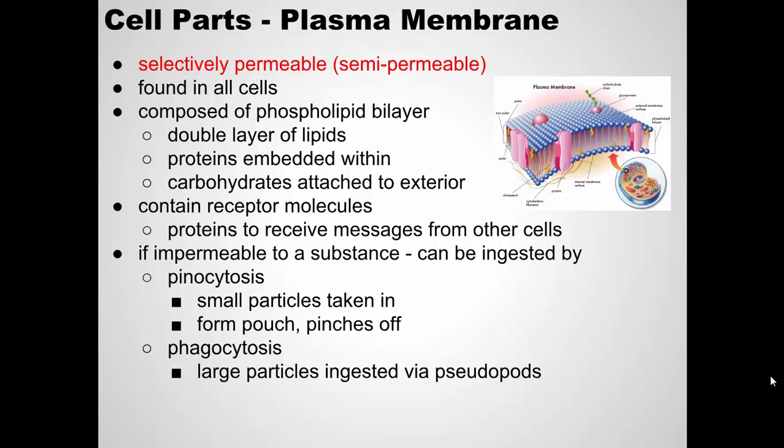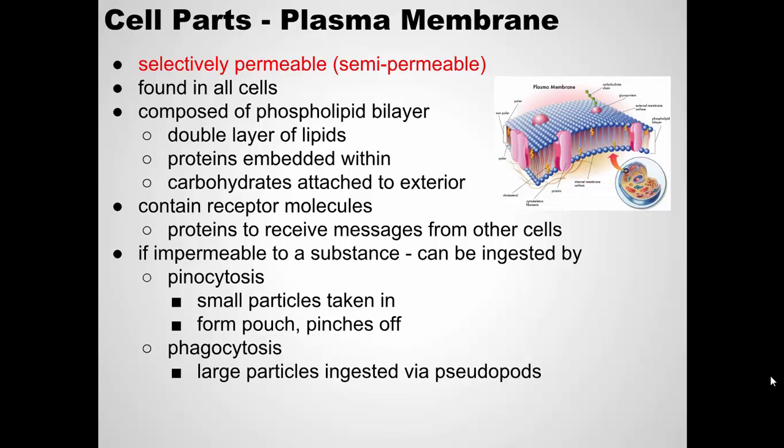Cells must be able to communicate with each other in a multicellular organism. Hormones produced in one area need to have effects on cells in another area, for example. And so these receptor molecules allow that to happen. And we'll look at that in a little bit more detail. They're proteins that receive messages from other cells.